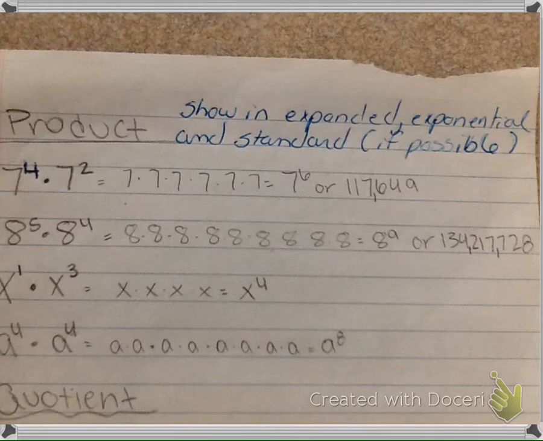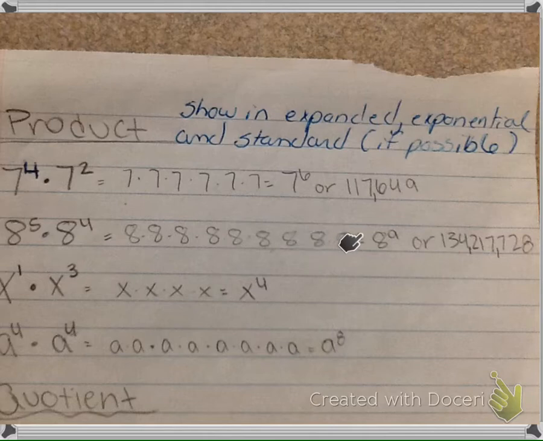Okay, so these were my answers that I got. For the first one, you have to do 7 times 7 times 7. So this is the expanded form. Then you would get 7 to the 6th power, that is exponential form. And for standard form, which you also have to do, it would be 117,649. For the second problem, expanded form looks like this, a lot of 8's.